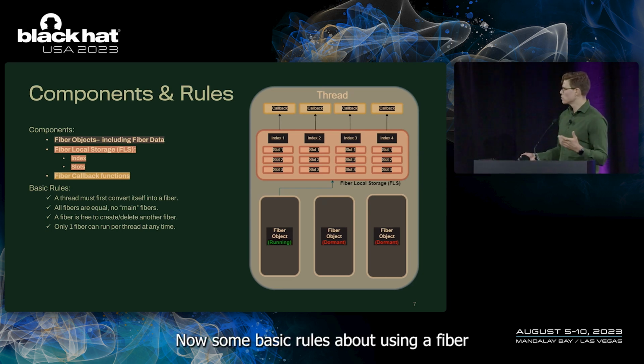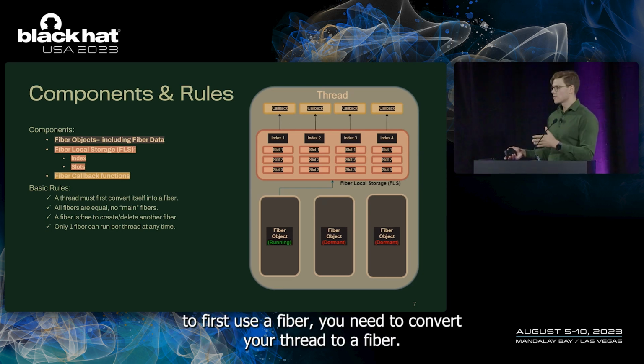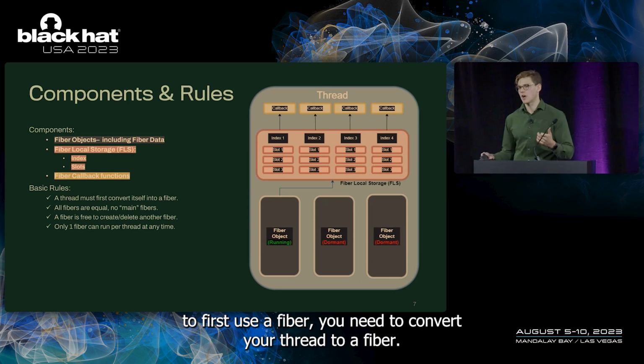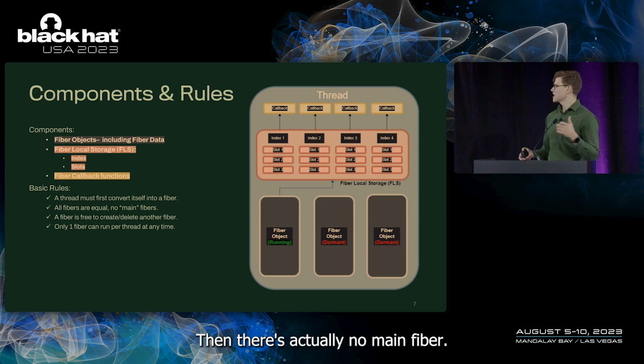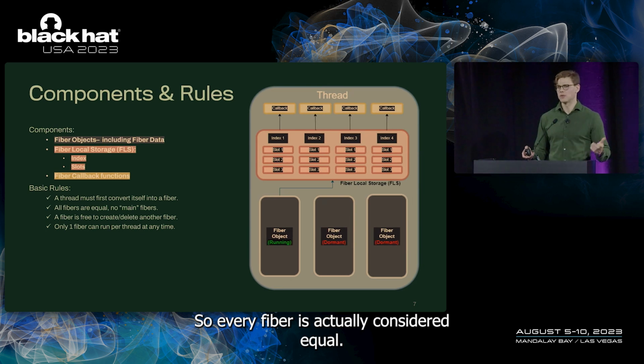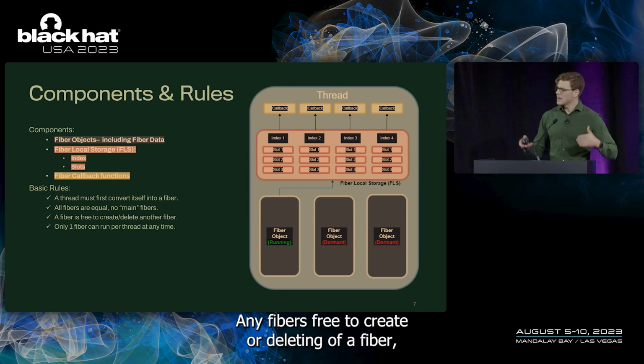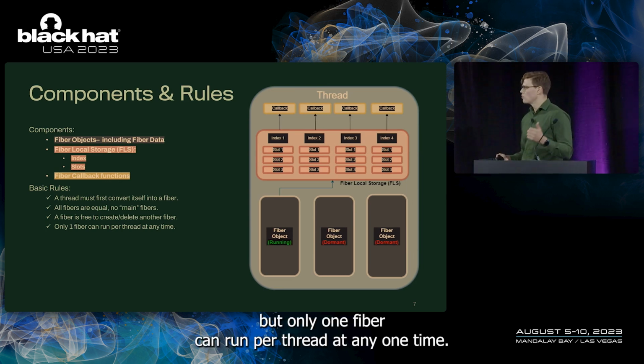Now, some basic rules about using a fiber. To first use a fiber, you need to convert your thread to a fiber. Then there's actually no main fiber. So every fiber is actually considered equal. It's very egalitarian. Any fiber is free to create or delete another fiber, but only one fiber can run per thread at any one time.